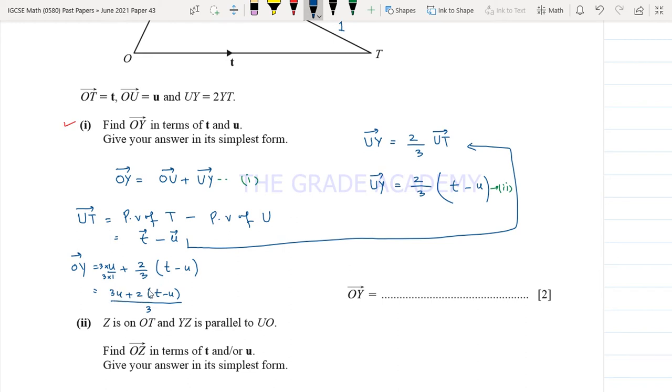So 3U plus 2 times T minus U over 3, which is equal to 3U plus 2T minus 2U over 3, which is equal to 3U minus 2U is U, so U plus 2T over 3. So the vector OY is equal to U plus 2T over 3. So you can also write it as 1 by 3 of U plus 2T.